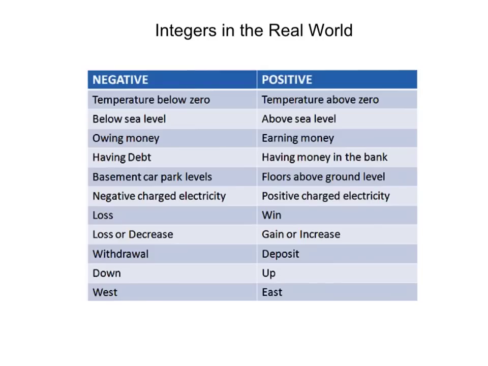This table shows more examples of how integers are used in the real world. I've already talked about the first 3 or 4 examples on either side of the table, but I want to bring your attention to a couple more of the examples. A few rows down, you're going to see where it says basement car park levels on the negative side, and then on the positive side it says floors above ground level.